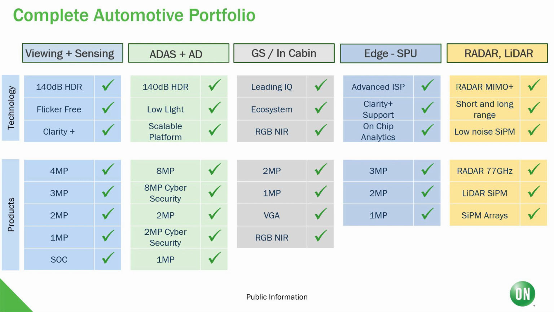ON Semiconductor is a market leader in automotive space. And we offer the largest family of products for your automotive applications. And we classify these into viewing and sensing, ADAS and autonomous driving, global shutter for in-cabin, edge for the sensor processing unit, and our radar and LiDAR family. For each of these spaces, we have the most number of products and the highest performance in the industry right now. If you have a need for automotive products, we look forward to discussing with you.